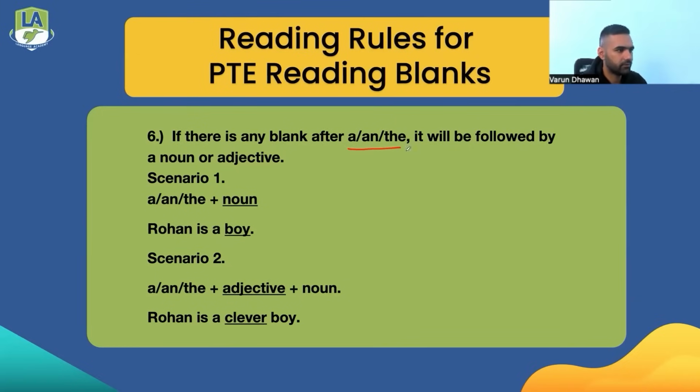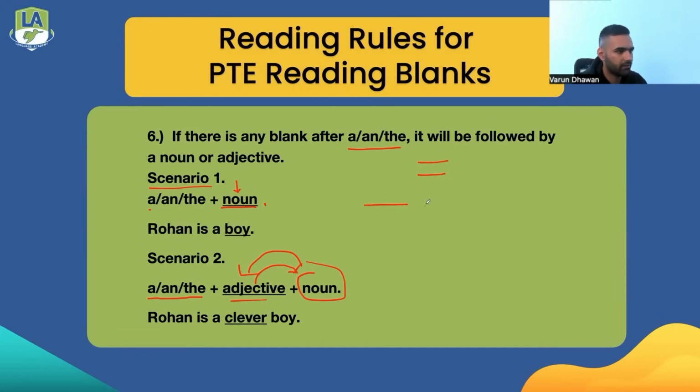Either the word after a and the will be an adjective or it will be a noun, depending on the sentence. Scenario number one: if the sentence is like this, you have a, an, or the, and a blank after that, and a full stop, this will be a noun. But if you have a scenario where you have a and the, a dash, and then a noun afterwards, then this word will be an adjective. Why? Because adjectives give you more information about a noun. Two scenarios, remember this thing.